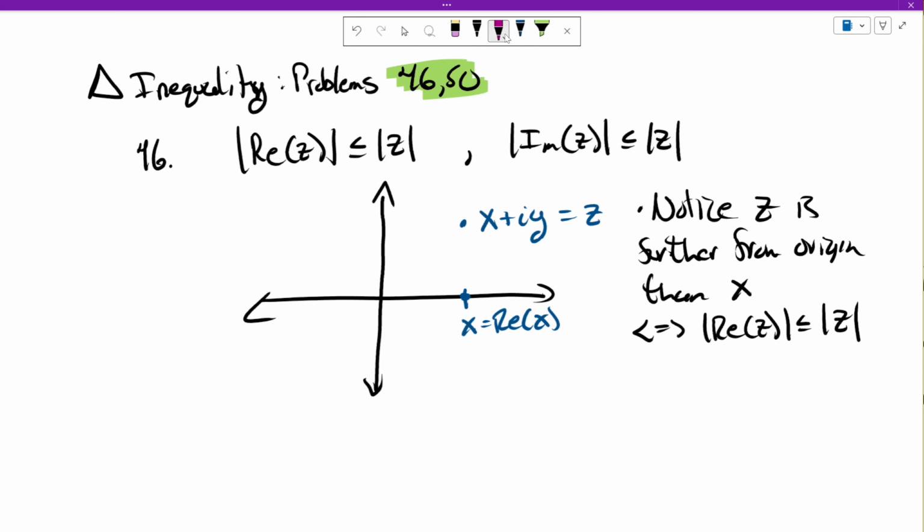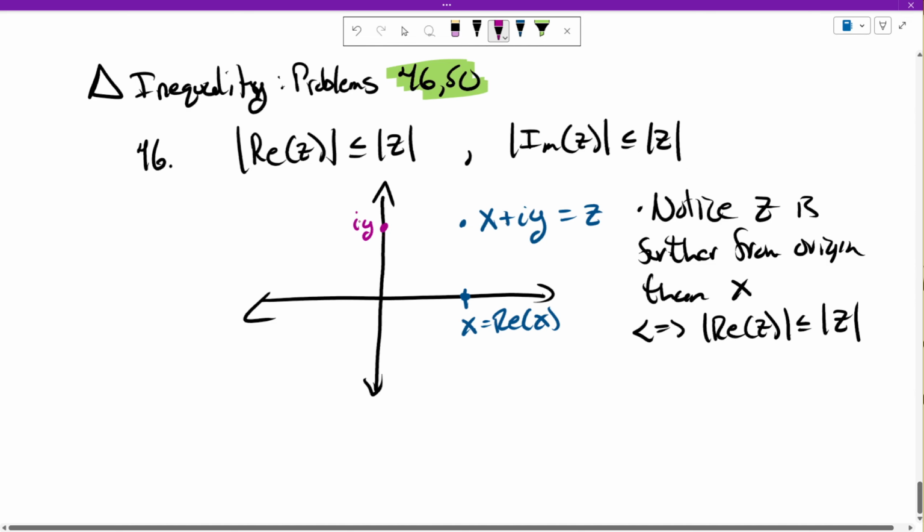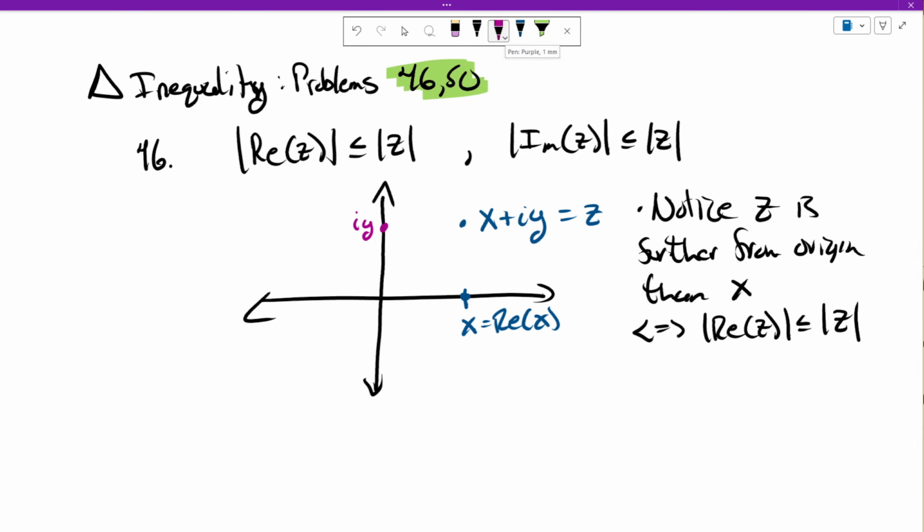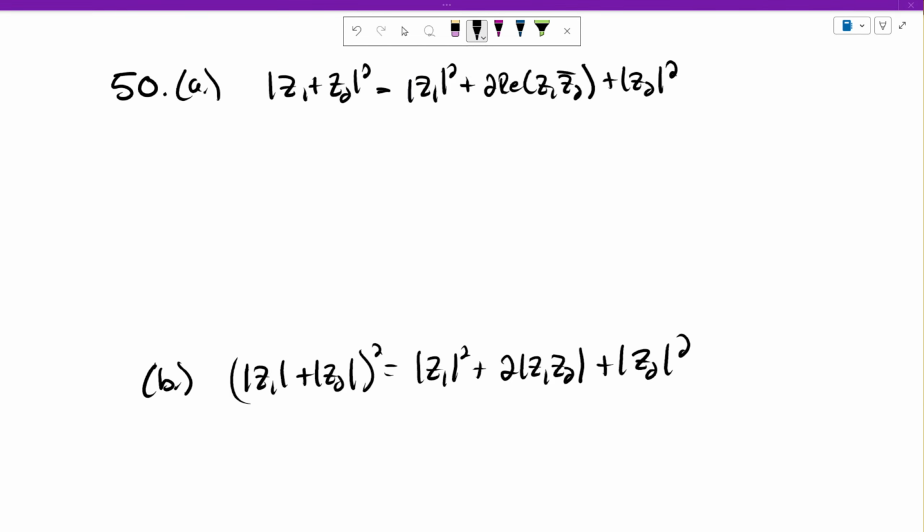Similarly, the imaginary part is up here. It's the distance from iy to the origin, and that's also closer to the origin than z, so a similar argument applies. So that's 46. For the next step, in 50, we're going to prove both of these statements, and then we're going to see how they can combine to give us the triangle inequality. Should be an equals there.